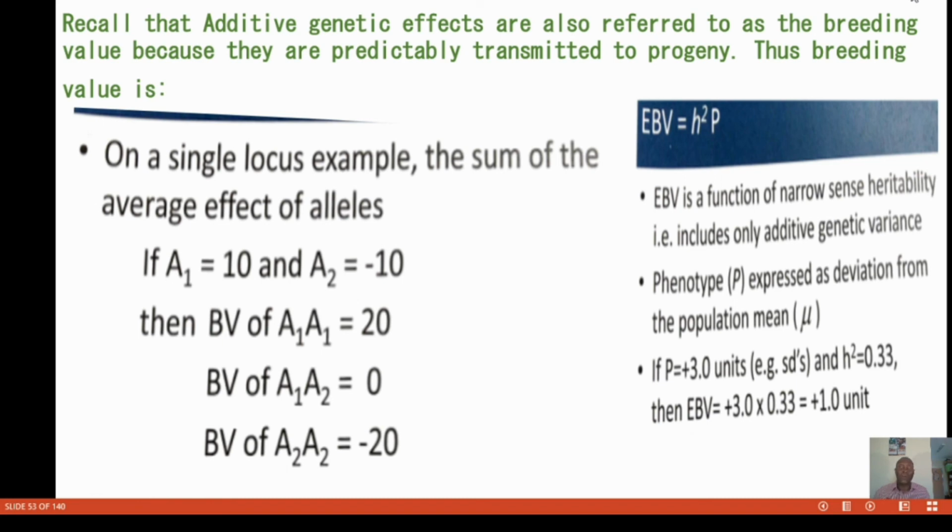So the breeding value on a single locus represents a single locus example, which is the sum of the average effects of alleles. So if A1 is equal to 10 and A2 is equal to minus 10, then the breeding value of A1A1 is equal to 20. You can see you can simply add 10 and 10. Now, if the breeding value of A1A2 is equal to 0, then the breeding value of A2A2 is equal to minus 20. You get the point?